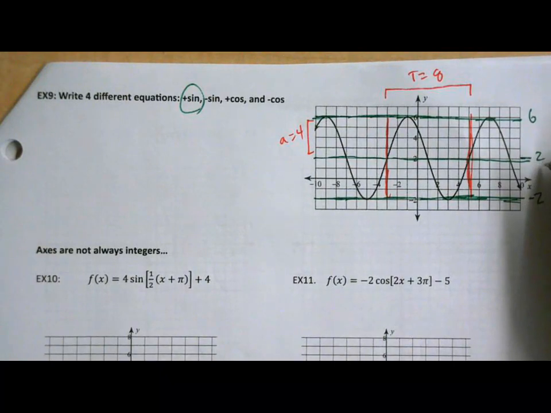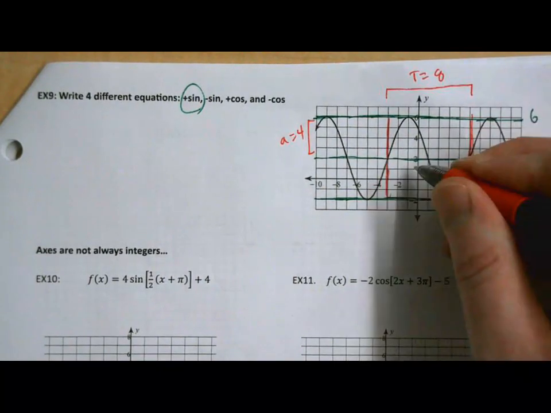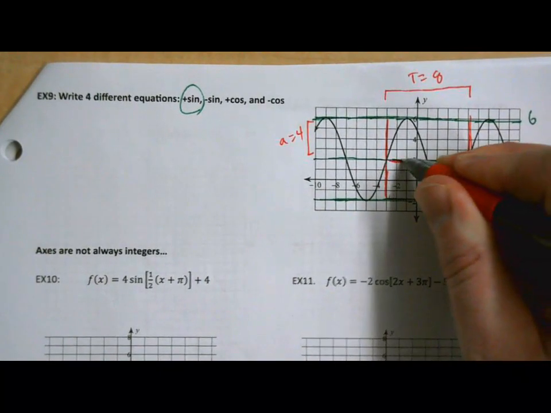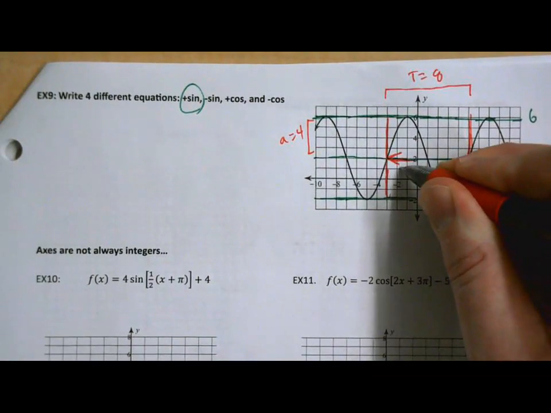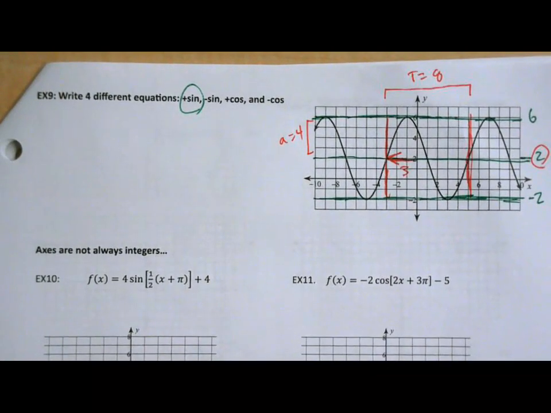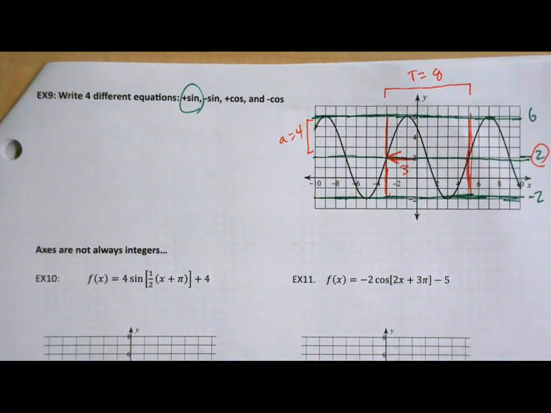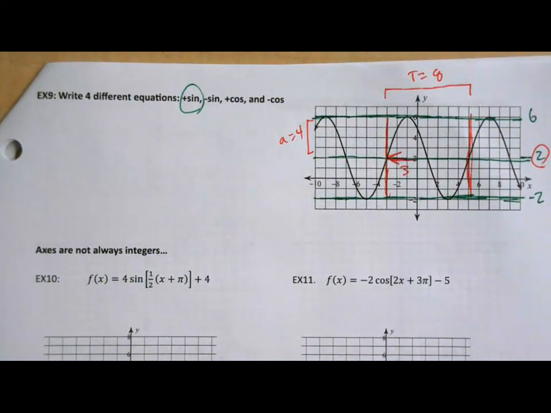This 2 right here is a vertical shift. We also have a horizontal shift to the left by 3. And we're going to need an omega. And then we just got to put it all together.